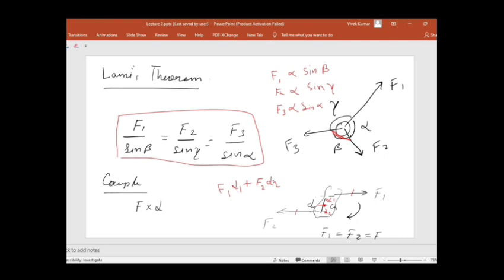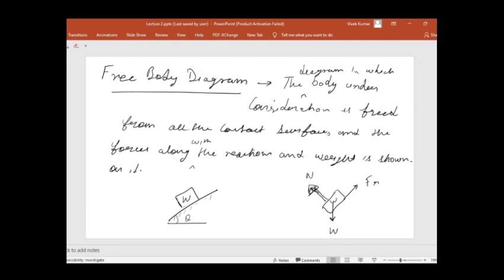Okay, as F1 is equal to F2, so we can just write it as F into d1 plus d2, and d1 plus d2 is nothing but d. So the magnitude of couple you can directly write as F into distance between the two forces. Okay, is it okay? Yes, sir. Yes, sir.